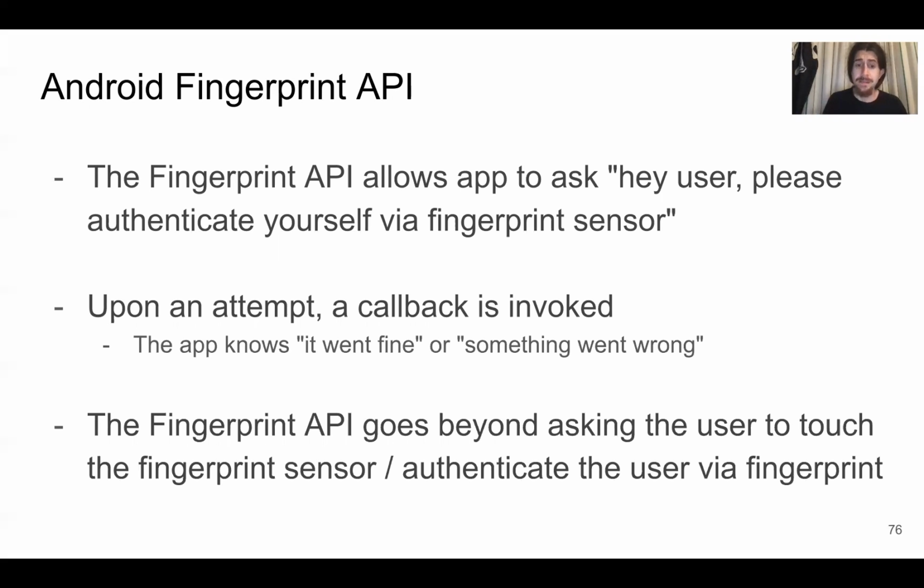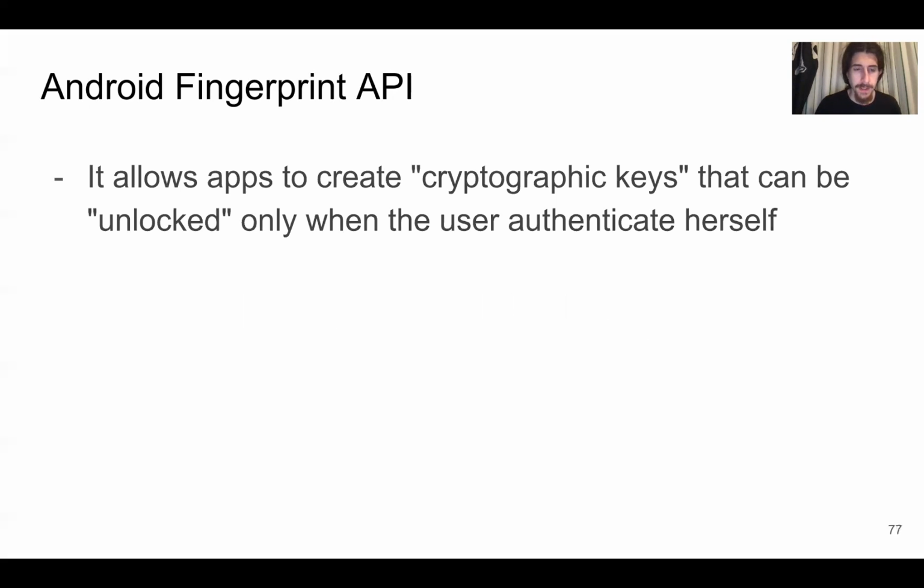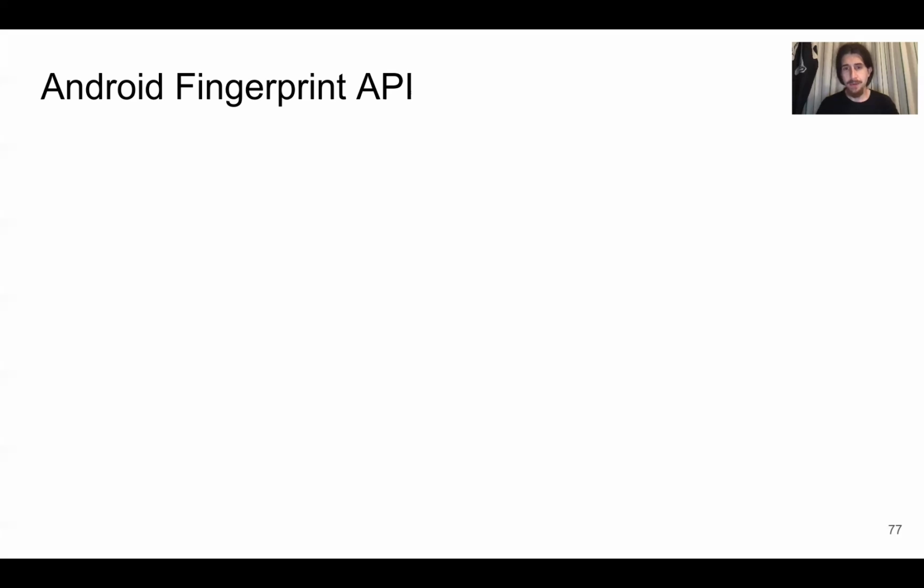The interesting part is that the fingerprint API goes beyond asking the user to touch the fingerprint sensor. It can be linked to cryptographic material, and that's where the link is with the previous topic. One important point is that in modern devices, the fingerprint API is actually implemented in TrustZone. So the part that reads your fingerprint and manages it and says yes, it's actually implemented in TrustZone.